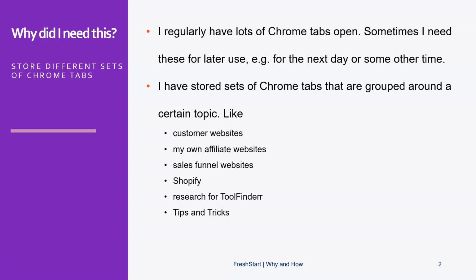Well, obviously you can do this with bookmarks or leave them open on your computer for the whole week. But if you don't use them the very next day, maybe it's a better option just to save them for future reference. And also I have stored sets of Chrome tabs grouped around a certain topic. So for example, affiliate websites to see my affiliate income, sales funnel websites, Shopify websites, research, tips and tricks, well, everything you can think of.